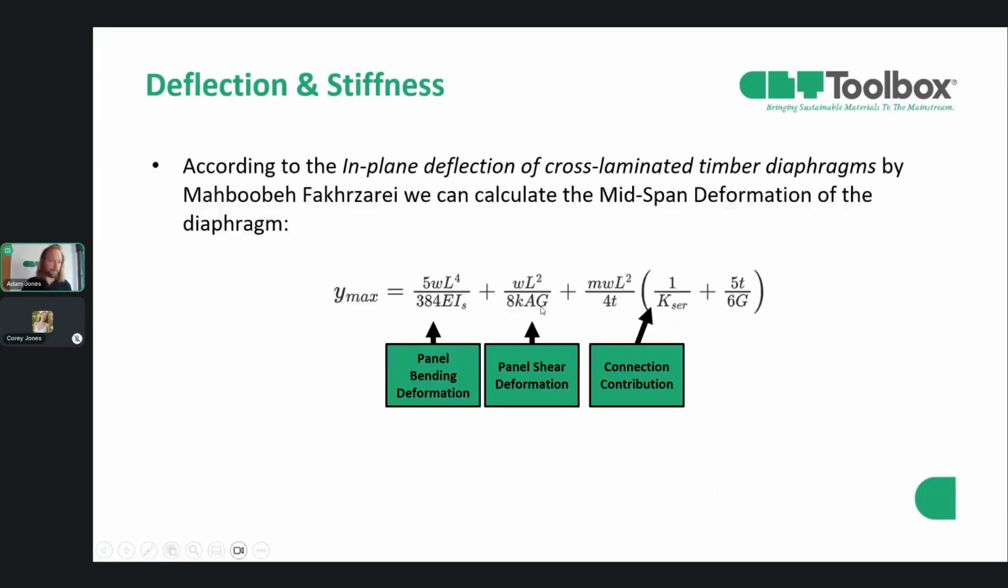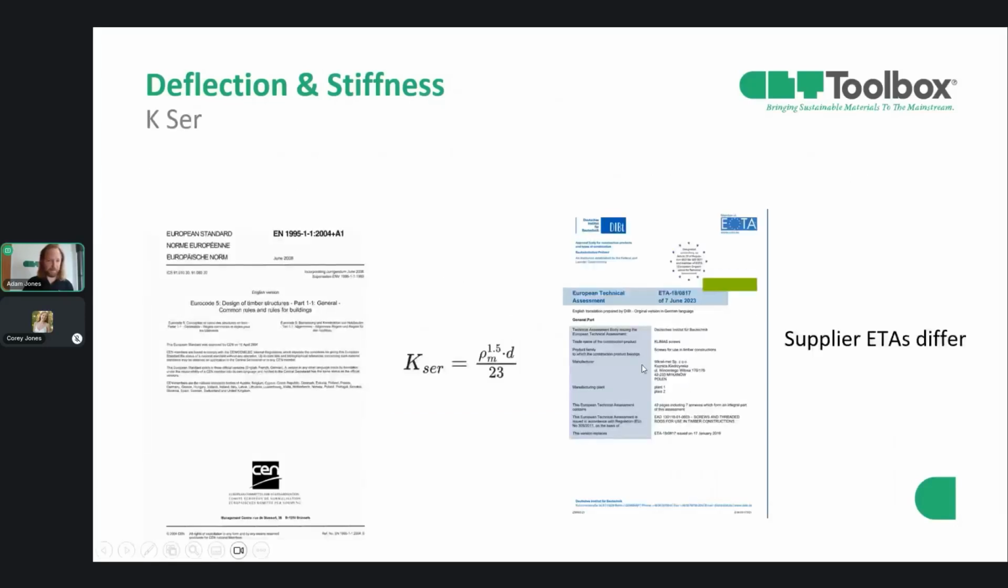The same goes for the panel shear deformation, so that's within the panel. And then the third element is the connection contribution. You can see here there are a few terms, but the critical one that can vary and is specific to fastener producers is the slip modulus, which is K serviceability here.